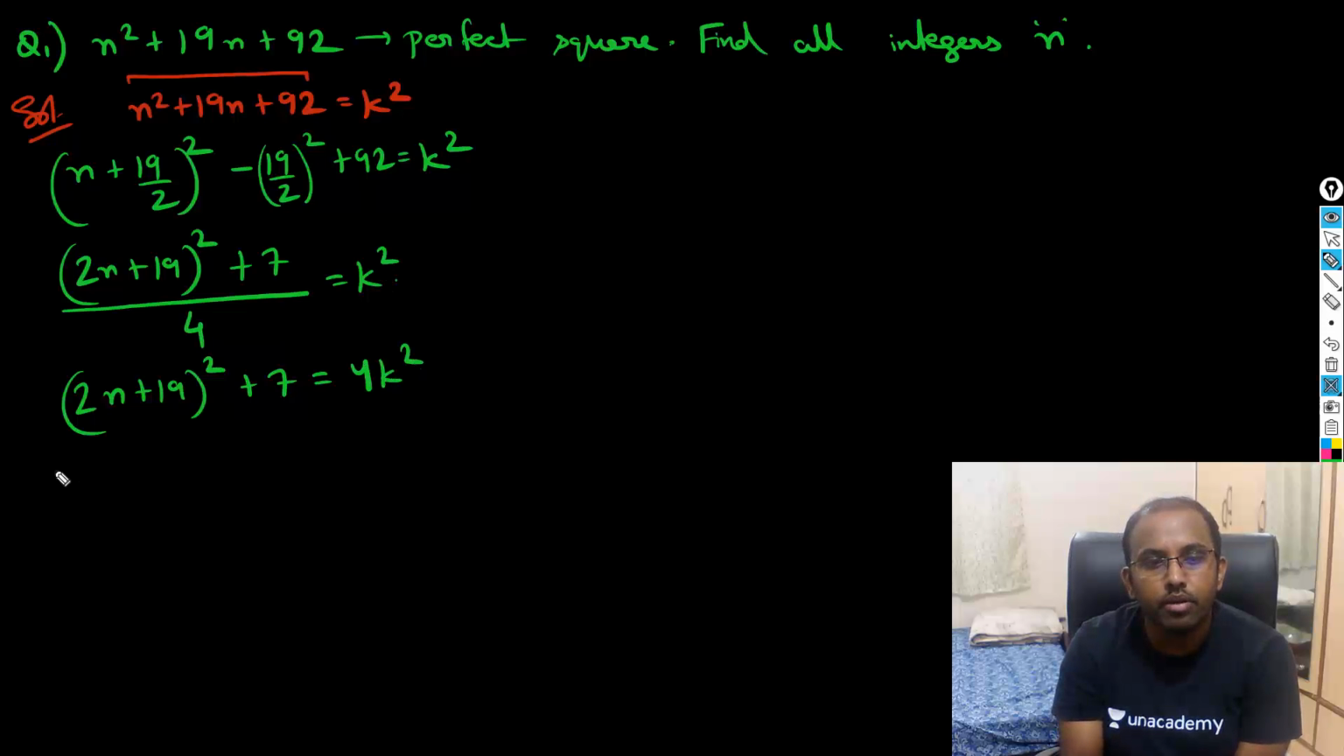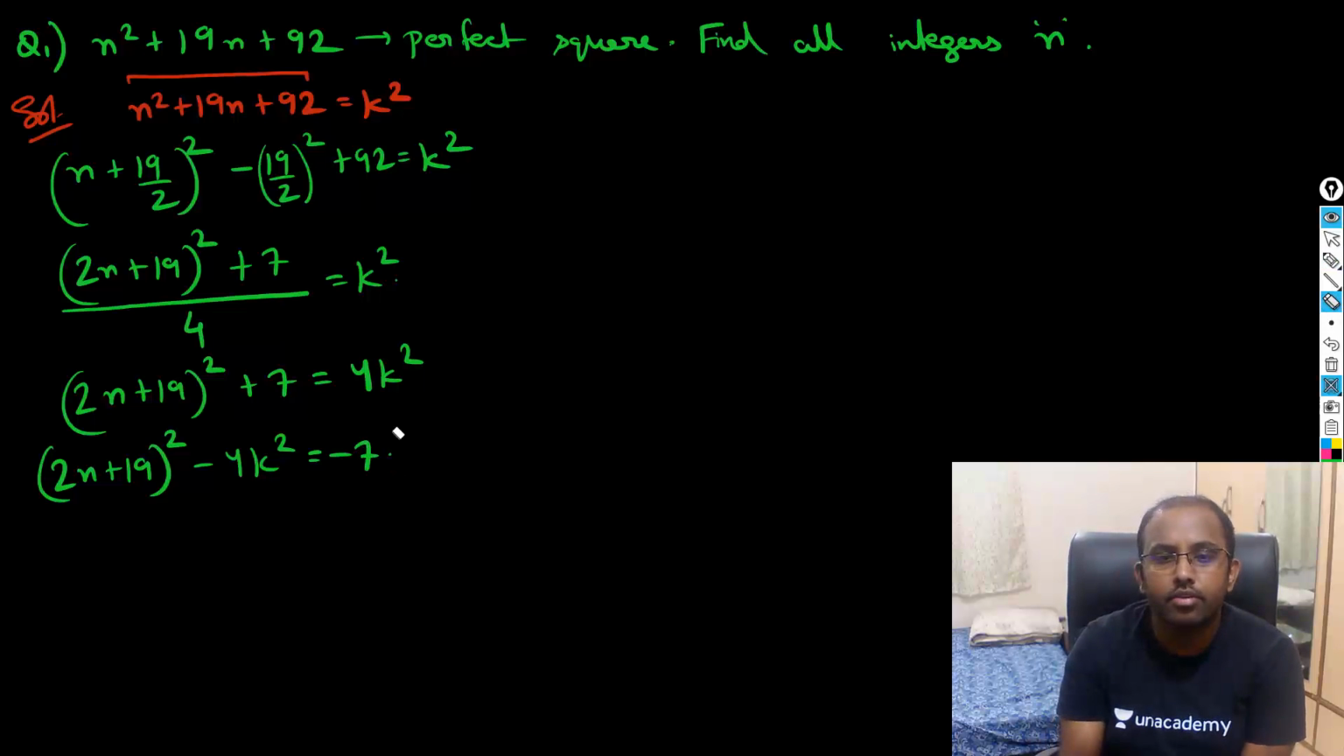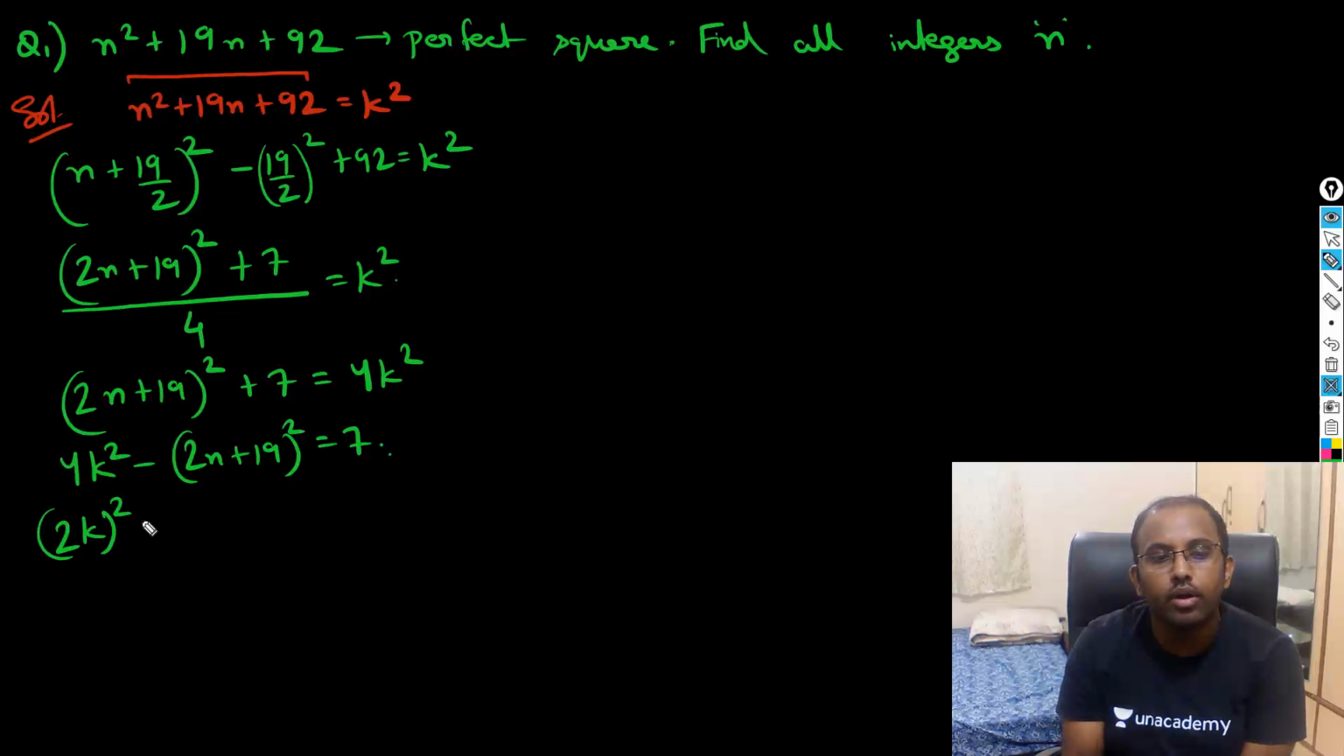Now what do I get from here? 2n plus 19 whole square minus 4k square is equal to minus 7. Or I can just reverse it. That will give you 4k square minus 2n plus 19 whole square is equal to 7. Or you can write 2k whole square minus 2n plus 19 whole square is equal to 7.